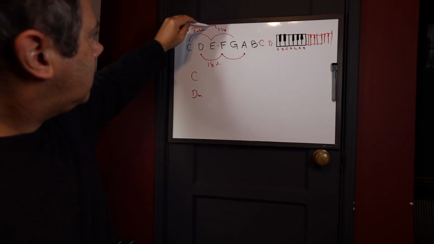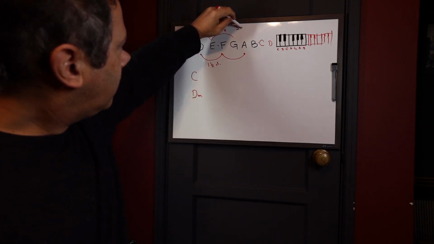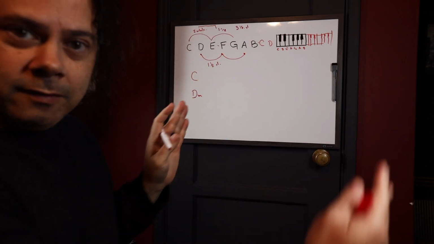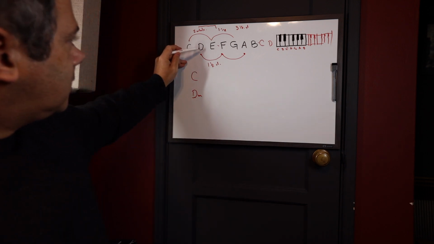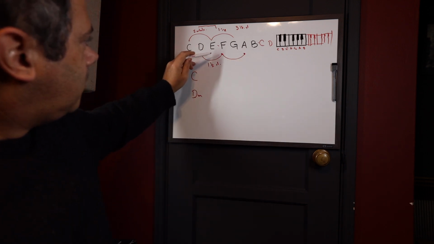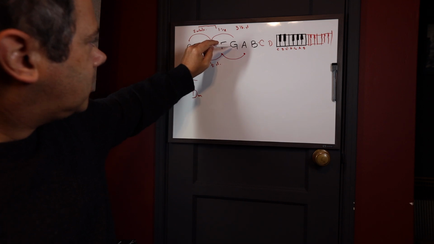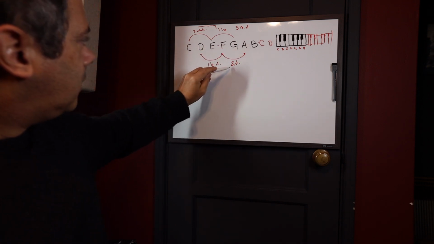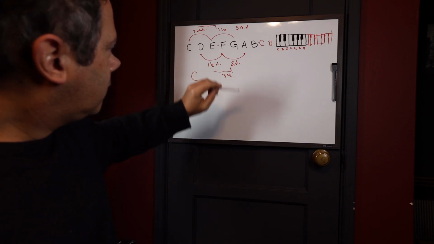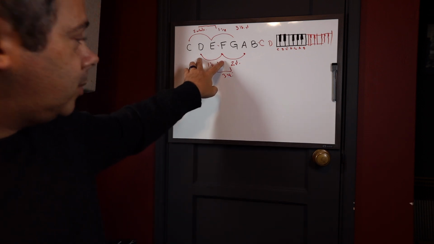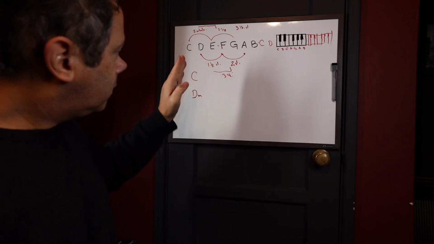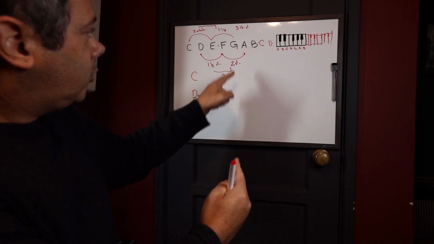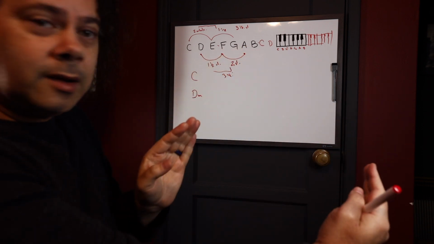But the whole distance here is 3.5 steps, which is the perfect fifth for us. The distance between the D and the A is the same here. F to G is one step. G to A, one step. 2 steps. So 2, 1.5, 3.5. So even though the distance between the foundation, the root, and the third is smaller, the distance between the third and the fifth compensates for that.